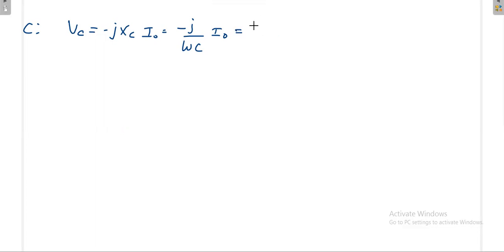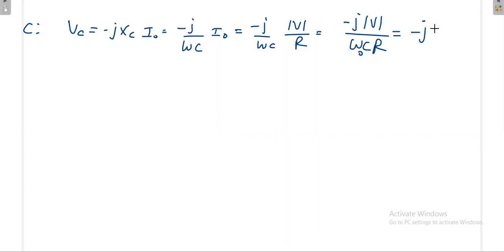So the term is minus jωC I₀, and the value of I₀ is |V|/R, so again minus j|V|. Then what is this ωCR? 1/(ω₀CR) is also equal to Q only. So this is minus jQ|V|, minus jQ|V|.